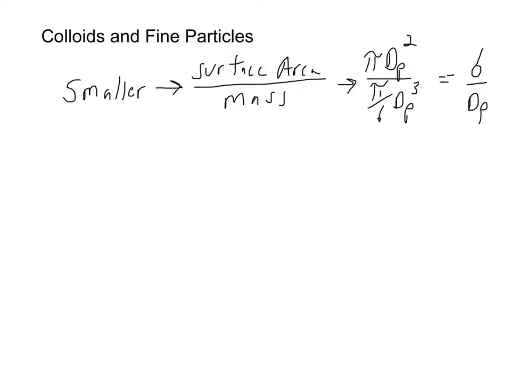Okay, today we're going to talk about colloids and fine particles, looking specifically at Chapter 5 of Rhodes. The primary point to take away is that whenever you get to smaller and smaller particles, you have an increase in the surface area to mass ratio. If surface area is simply related to dp squared, and the mass is related to the cube of that diameter, then you end up with a ratio of 6 divided by dp. Therefore, as you decrease the diameter, you increase the surface to volume ratio.